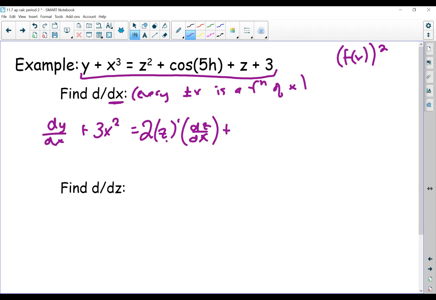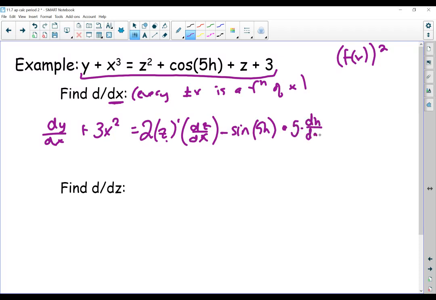Okay, plus, all right, now let's do this. Another chain rule. So the derivative of cosine is negative sine, so I'm going to say minus sine of 5h times the derivative of 5h. Now again, we're going to treat h like a function of x. So that's the same thing as saying 5f of x. So if I take the derivative of 5f of x, it would be 5f prime of x. So this is just going to be 5 dh/dx.